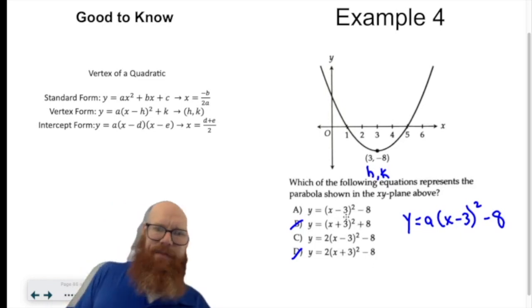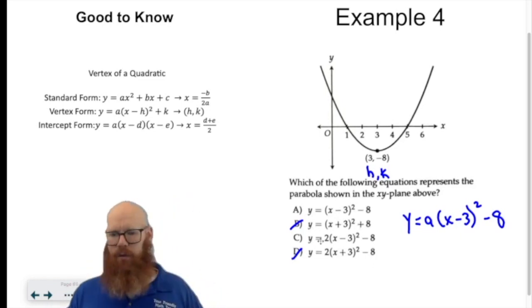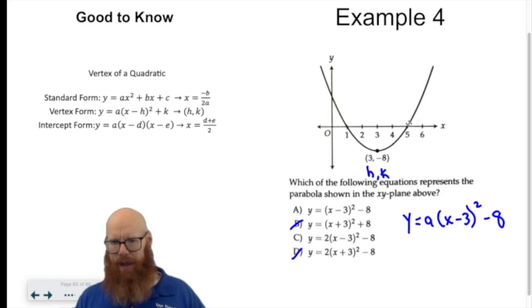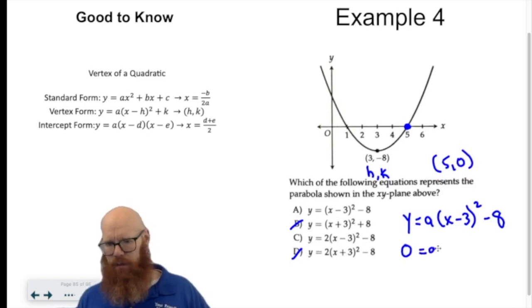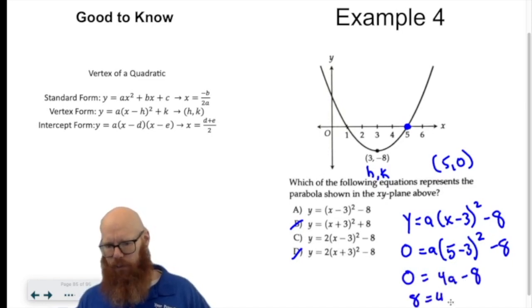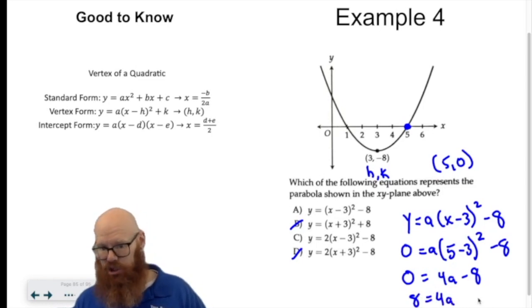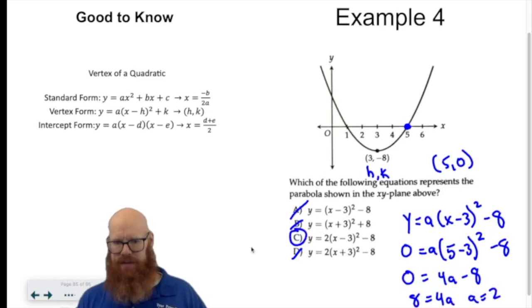Now we've got to find the a value. Well, the best way to find the a value is to substitute a point that's on the graph. I'm going to choose this point, which is (5, 0), and I'm going to substitute it in. So 0 equals a times (5 minus 3) squared minus 8. So 0 equals, 5 minus 3 is 2, 2 squared is 4, so 4a minus 8. Add 8 to the other side, 8 equals 4a. I think we can see that a is 2. So therefore, the answer has to be C.